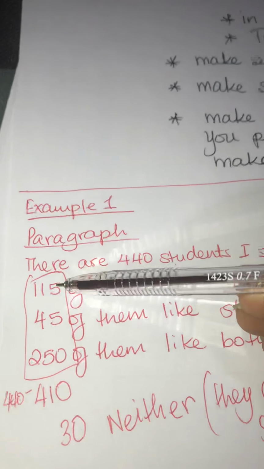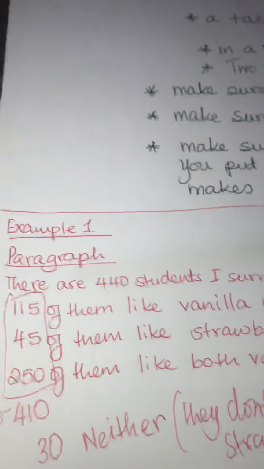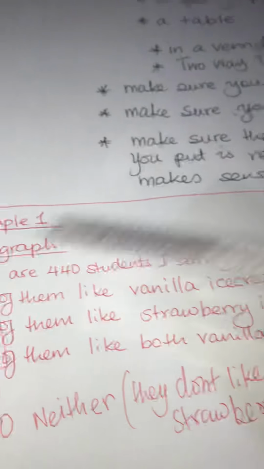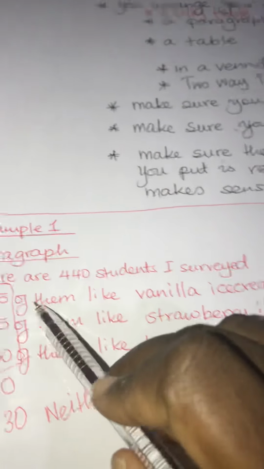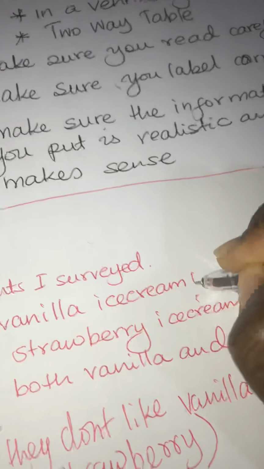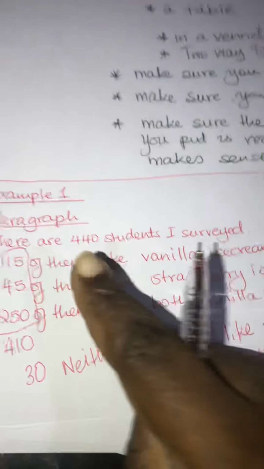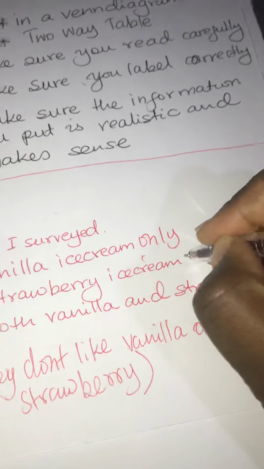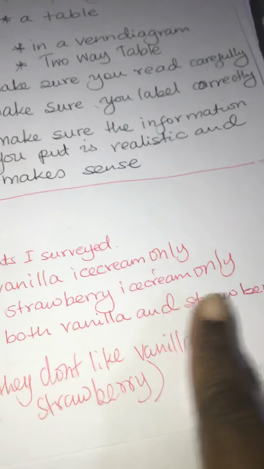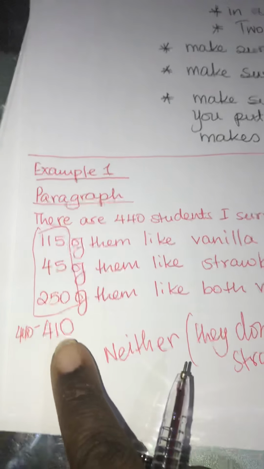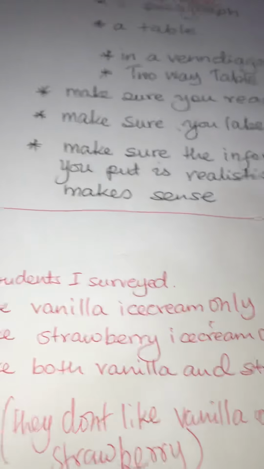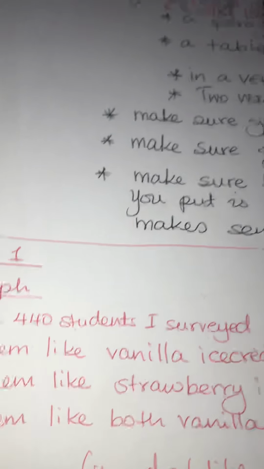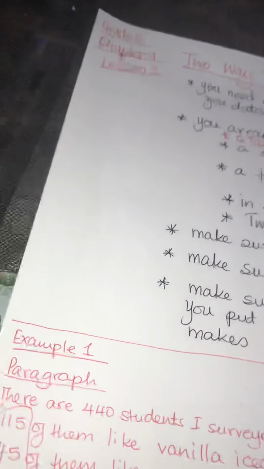Okay? All right. So now I have all my numbers. You should always have vanilla only, strawberry only. So these ones, 115 of them like only vanilla. 45 like strawberry only. 250 like both vanilla and strawberry. And then 30 don't like vanilla and they don't like strawberry. So this I got after I checked my paper from the survey.